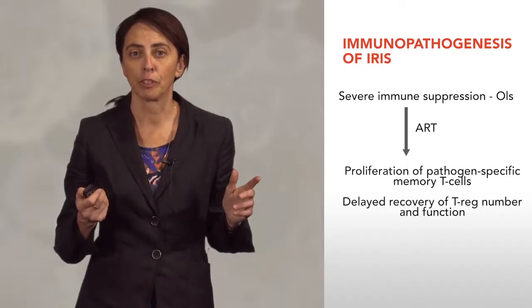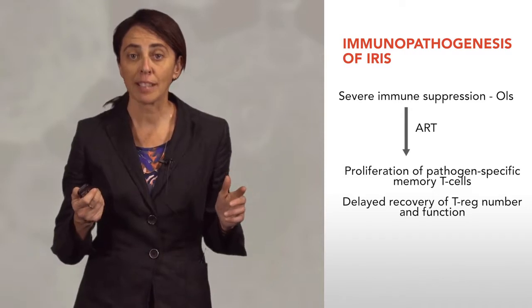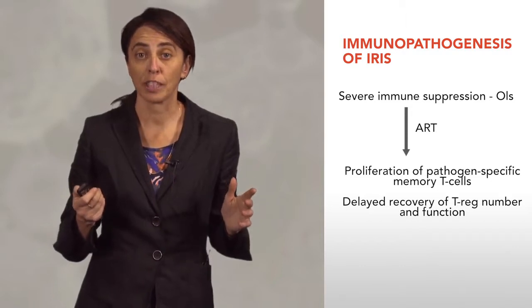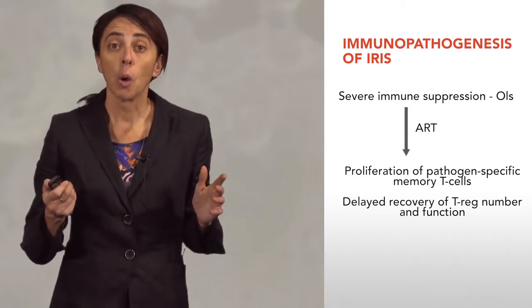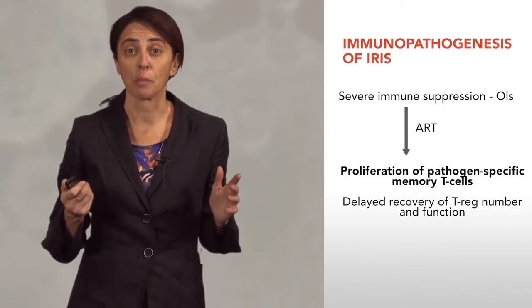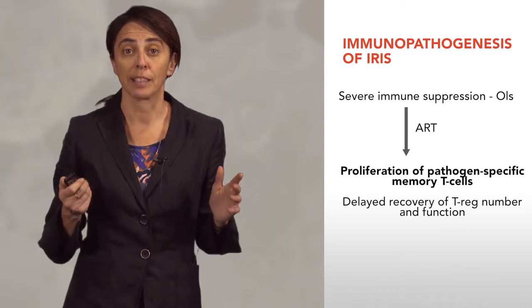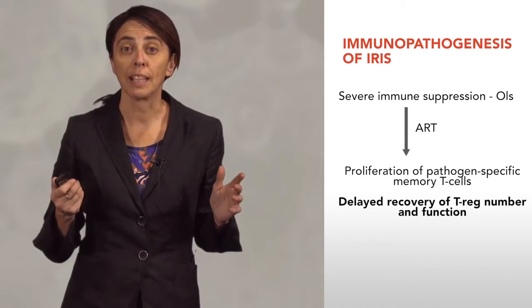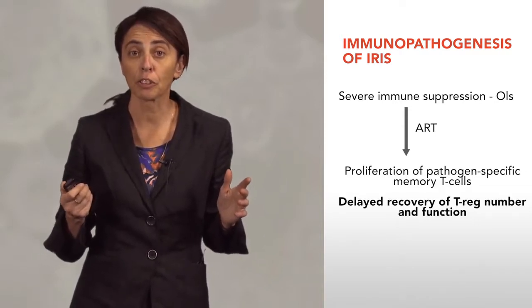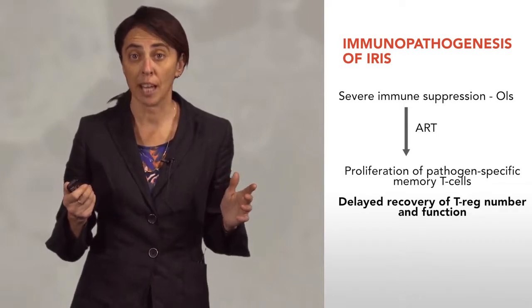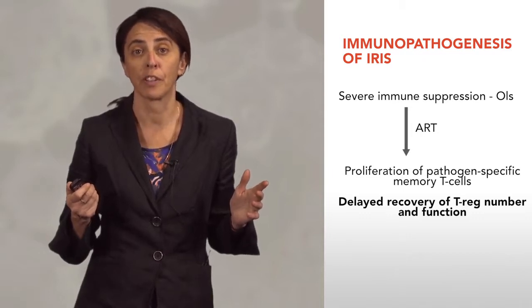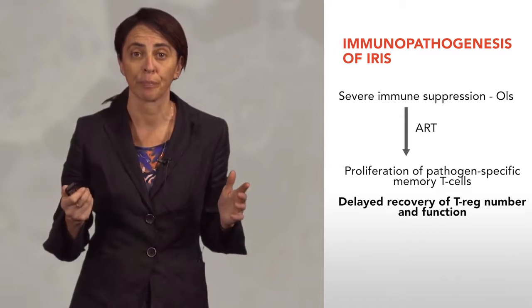Here is a simple model for immunopathogenesis of IRIS. Advanced HIV infection is characterized by severe immunodeficiency and associated with the onset of opportunistic infection. With the start of ART, there is an expansion of memory T cells which are specifically directed towards the opportunistic pathogens. At the same time, there might also be a delayed recovery of the number and/or function of regulatory T cells. So, in the end, a protective but disproportionate cell-mediated immune response driven by pathogen-derived antigens may lead to tissue damage.